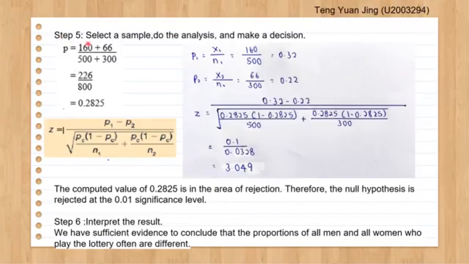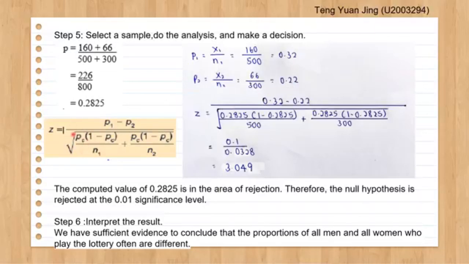Step 5, select a sample, do the analysis, and make a decision. First, we calculate the computed value by using the formula x1 plus x2 divided by n1 plus n2 and get the answer 0.2825. And then we calculate the z value by using this formula. Before we calculate, we need to identify the values of P1, P2, PC, N1, and N2. P1 we can calculate by using x1 divided by n1 and get the answer 0.32. For P2, we also can use the same formula and get the answer 0.22.